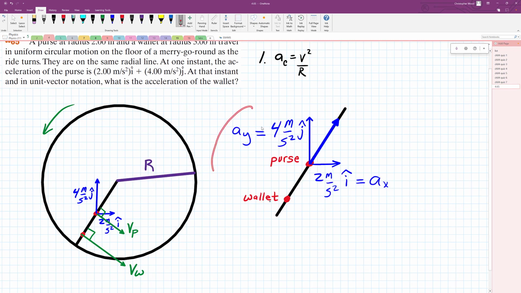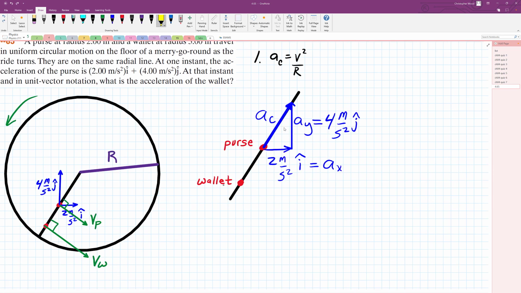Let me redraw things here so it's easier to look at. I'm just showing the purse and the wallet and the radius line. If I add these two centripetal acceleration vector components, I get this net centripetal acceleration for the purse. I'm going to move this a sub y vector from where it was to this position so I have it lined up with my ax vector. I can do that as long as I don't change the direction or the magnitude. I can move vectors all over the place. And I'm doing this because I want things to go from tail to head, from tail to head.